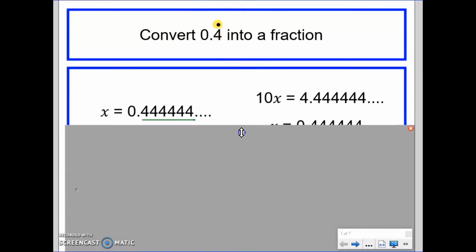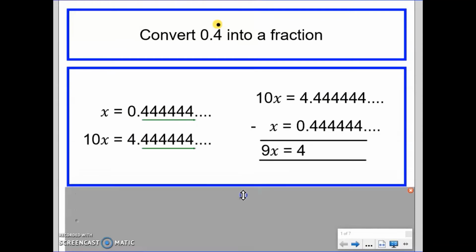Here is what my method would look like. I'm going to start by looking at the left-hand side of the screen. I've taken the number in the question, 0.4 recurring, and I've labelled it x. So I've brought in a bit of algebra into my working out, because the algebra is going to help me convert into the fraction. So if x is 0.4 recurring, and I times that by 10 to find 10x, 10x would have to be 4.444 recurring.